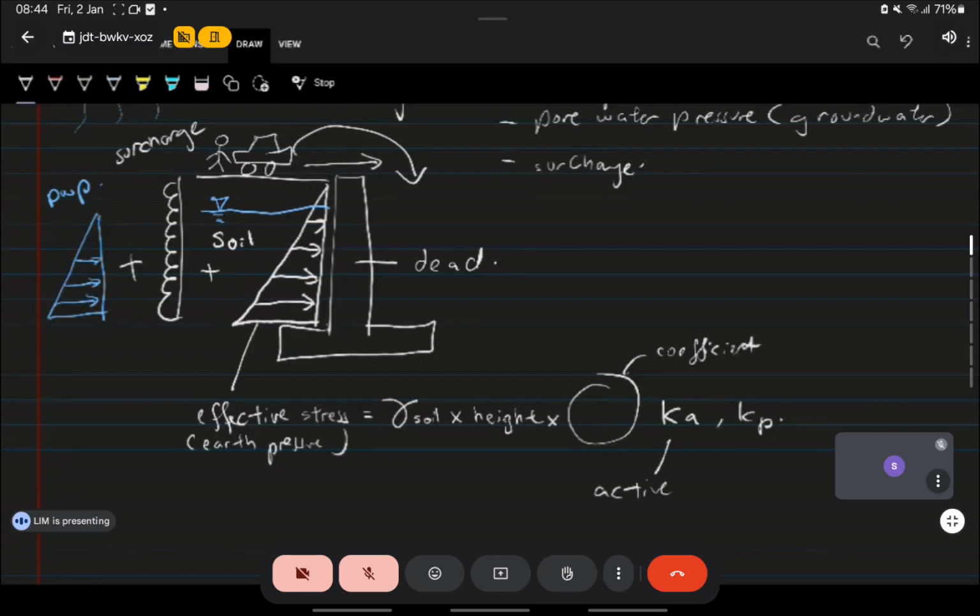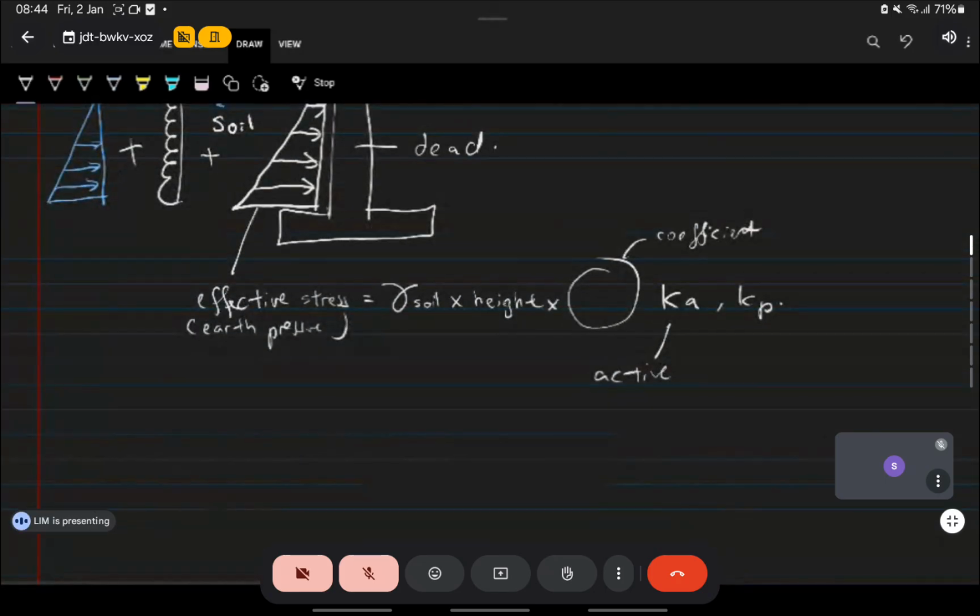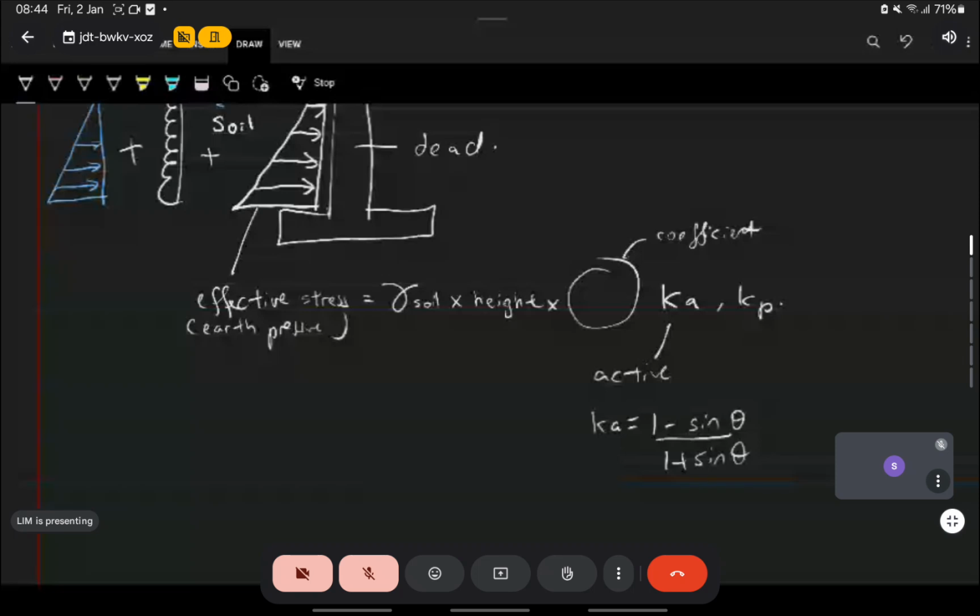Yeah. So the formula for Ka is, if not wrong, I can't remember, 1 minus sine theta over 1 plus sine theta. Is that correct? Yes. And then Kp is 1 plus sine theta over 1 minus sine theta, if I'm not mistaken. I'm not a geotech engineer. This is what I can remember from a long time ago. So it's correct.